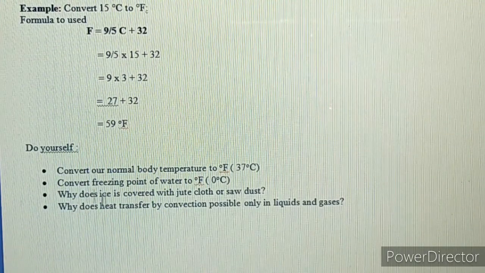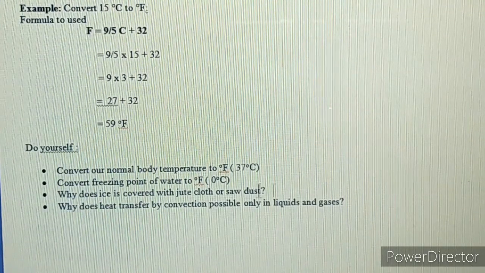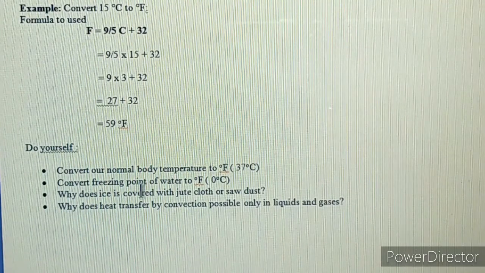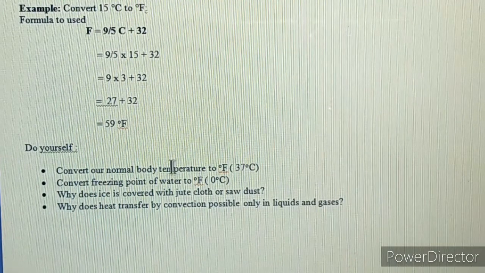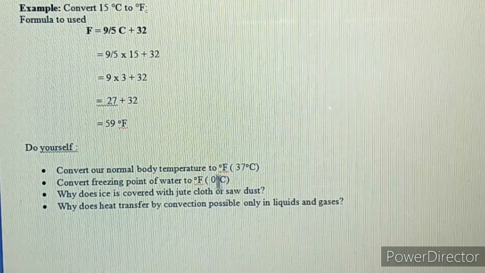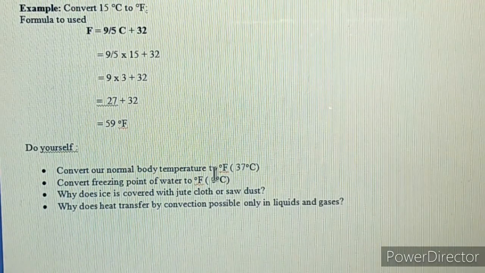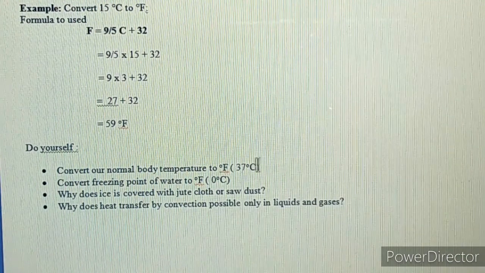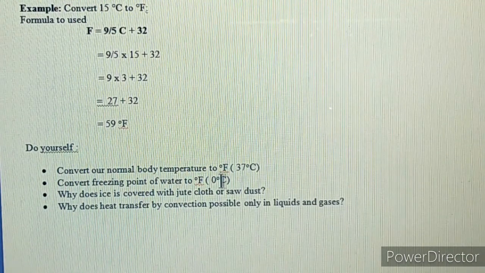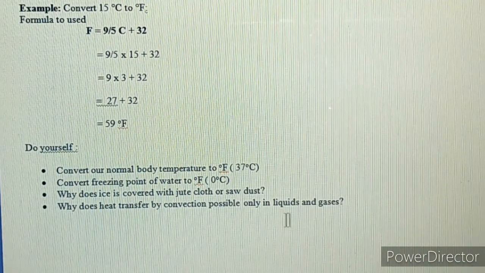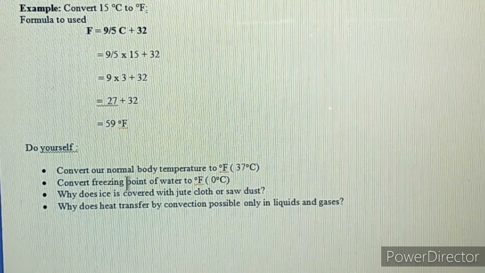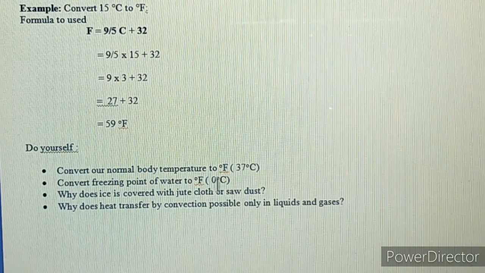Now there are some questions for you. Do these in your rough notebook also. Convert our normal body temperature to degrees Fahrenheit. The normal body temperature of our body is 37 degrees Celsius. So convert this into degrees Fahrenheit, find out the answer, and give me the answer in the comment box.